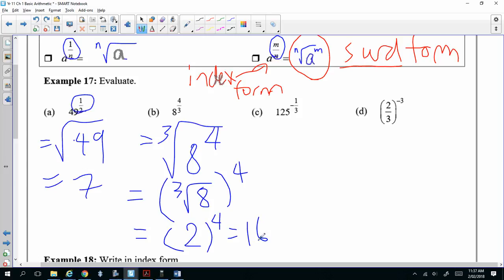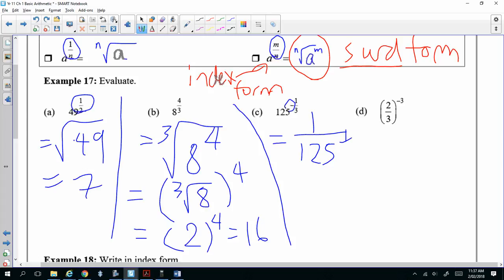All right, next one. Be careful, there's a negative sign there. So we have to interpret what that means. The negative means 1 over 125, turning into a positive index first. So the negative 1/3 becomes 1 over something with a positive index. And then you do the cube root of that. So this exercise, even though you can do the whole thing with a calculator, I want you to practice changing this index form to a surd form. Okay? And finally, you work this out, just get 1/5. Okay?